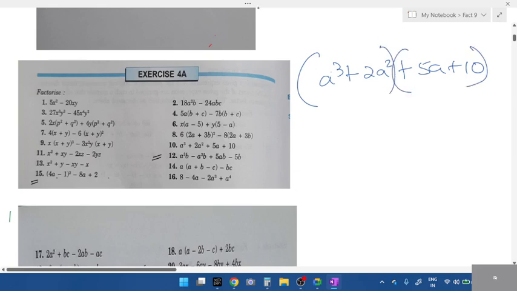What is this method called? Grouping. Group two terms. Now consider this as two separate questions. Look at the first part. What is common to them? Yes. Which one has least degree? A square, not A square. What is the remainder?